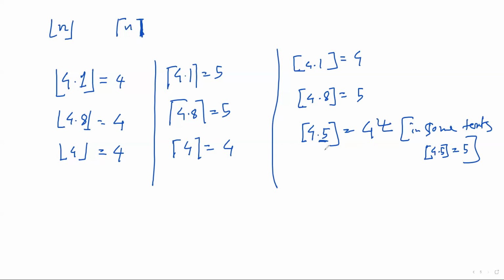Now, I want to clear a confusion that you may encounter while reading the book by Barnard and Child. In Barnard and Child, okay, I should write the names of the symbols. This is floor and this is ceiling.